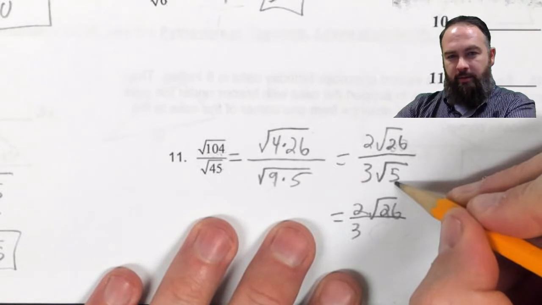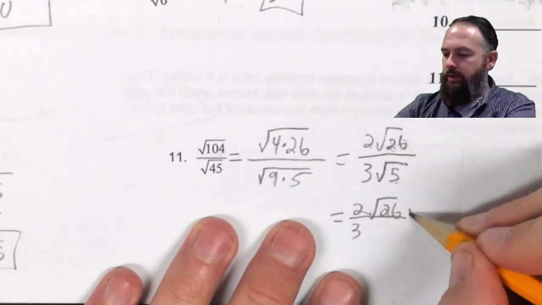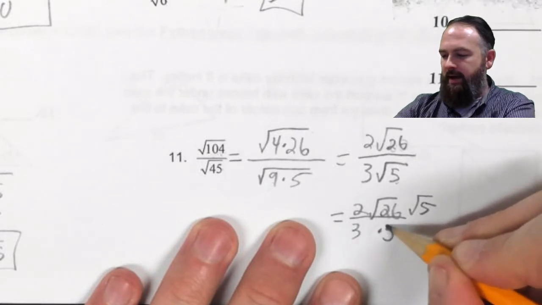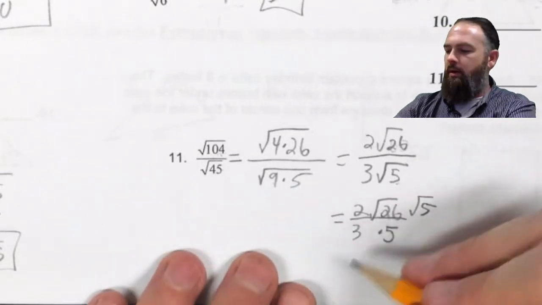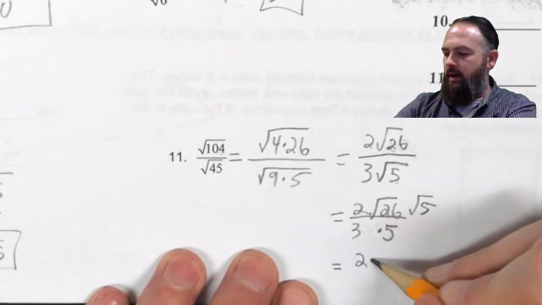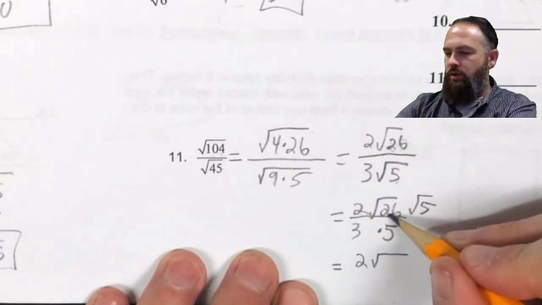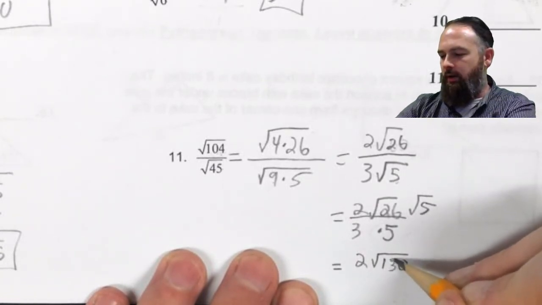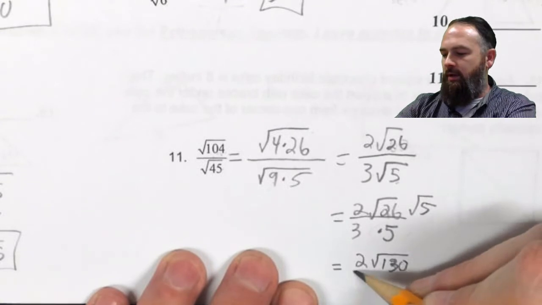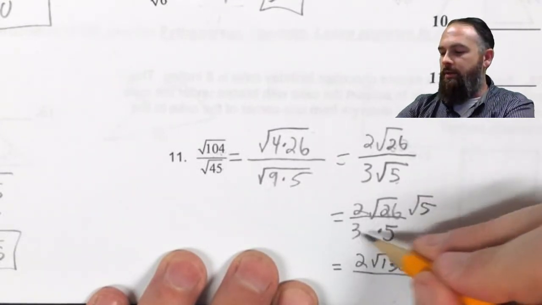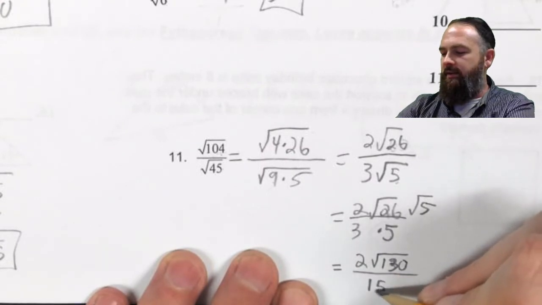Instead of root 5 on the denominator, I'm going to write root 5 on top and times 5 on the bottom. When I do that, 2 is on top, square root of 26 times 5 is 130. If you're having problems doing those in your head, don't worry about it. Grab a calculator. You have one on the test. 3 times 5 is 15.